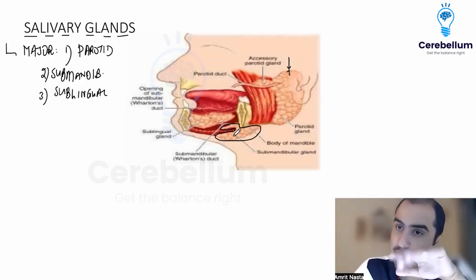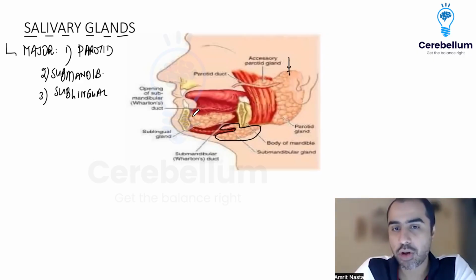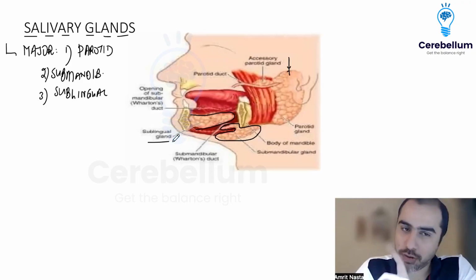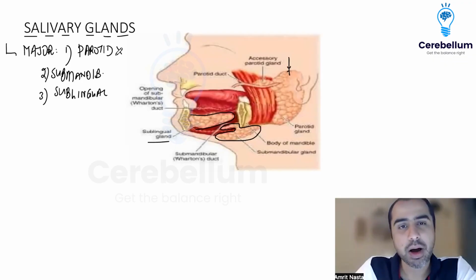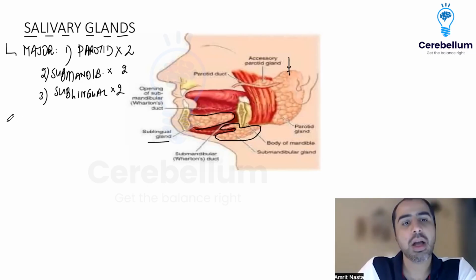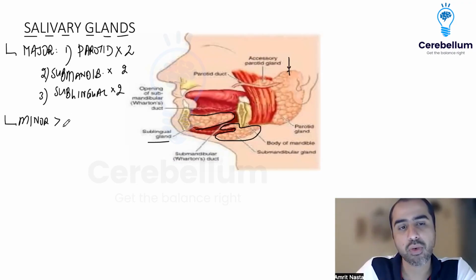And tongue के नीचे, in the floor of your mouth, you have a third salivary gland, sublingual. And all of these glands are on both sides, left and right. So all of them are paired. So they are all paired salivary glands. And you have some minor salivary glands. How many minor salivary glands are there? More than 800 to 1000.